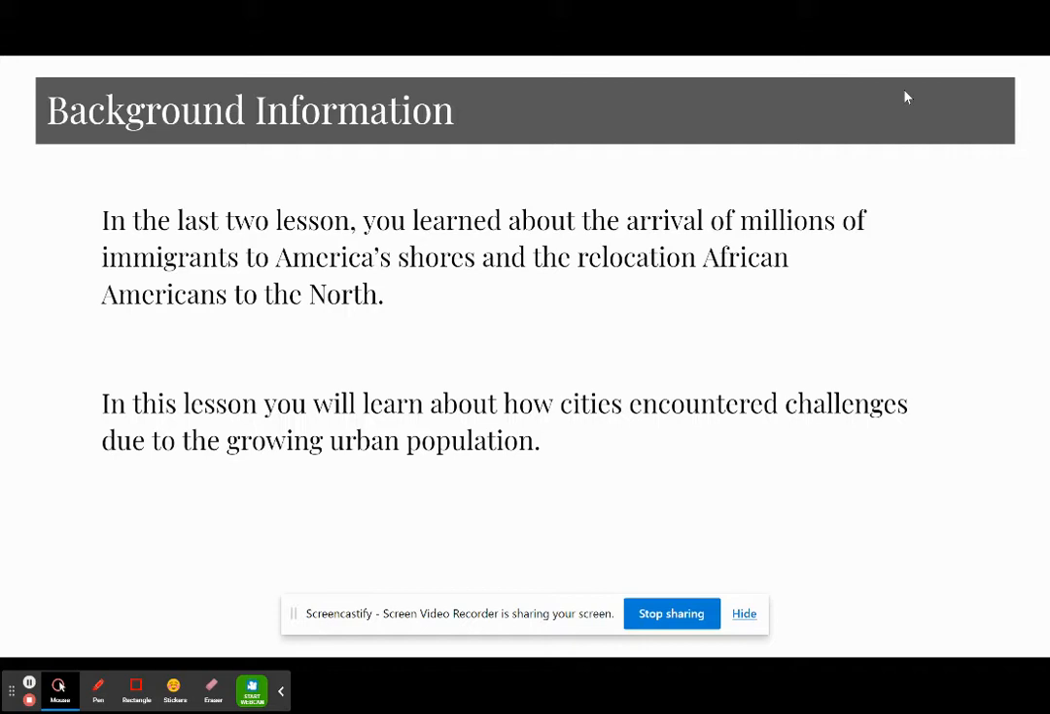In the last two lessons, you learned about the arrival of millions of immigrants to America's shores and the relocation of African Americans to northern and Midwestern cities. In this lesson, we'll take a deeper dive about how cities encounter challenges due to the growing urban population.